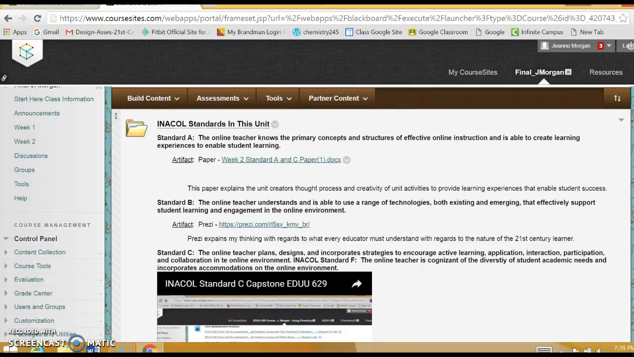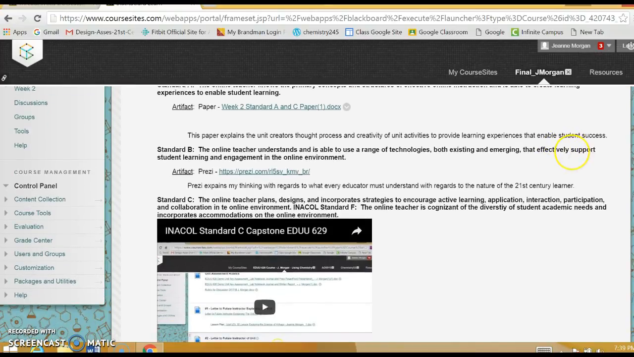Standard B, the online teacher understands and is able to use a range of technologies, both existing and emerging, that effectively support student learning and engagement in the online activity. So here I've included a Prezi. This Prezi explains my thinking with regards to what every educator must understand with regards to the nature of the 21st century. So of course it goes into the range of technologies that are incorporated into this unit.